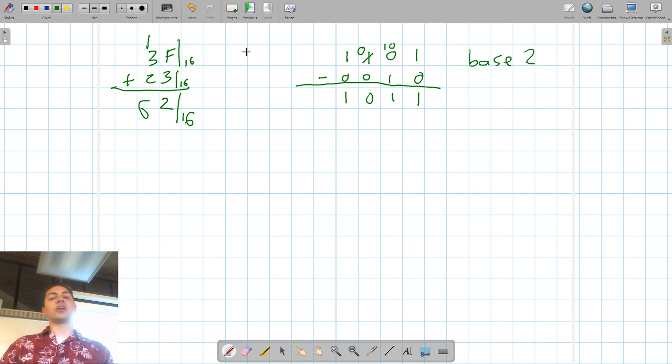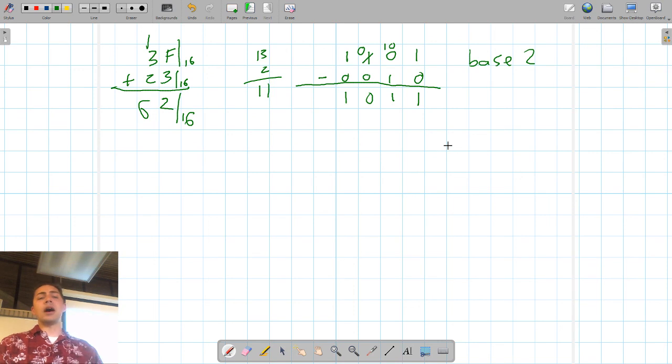And we could have cheated. We could have looked at this and said, hey, this is 13 minus 2 is 11. And this is 8 plus 2 is 10 plus 1 is 11. Yep, we're still good. All right. Easy so far, right? It's just math. It's the same thing we've been doing a long time.